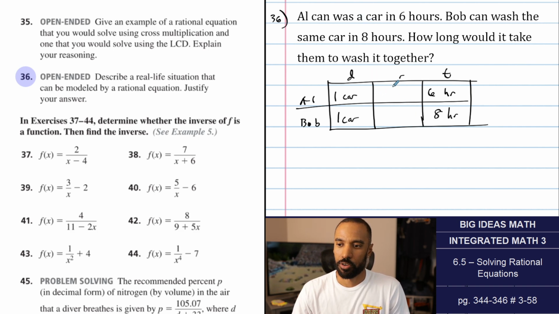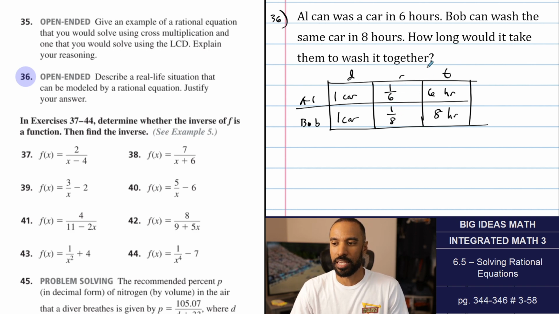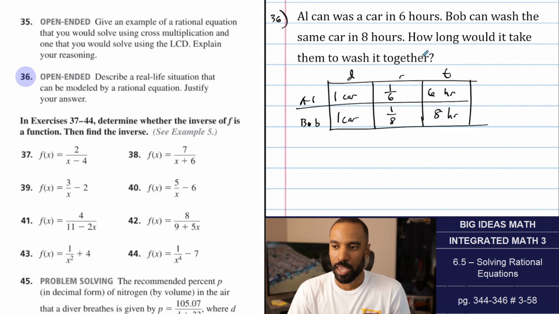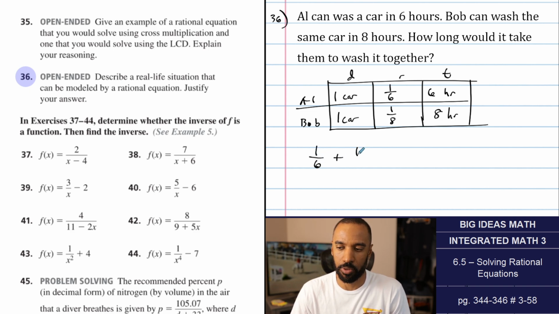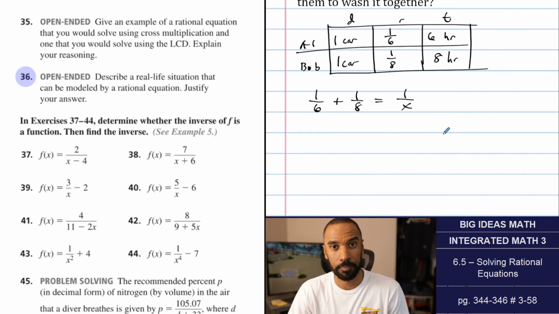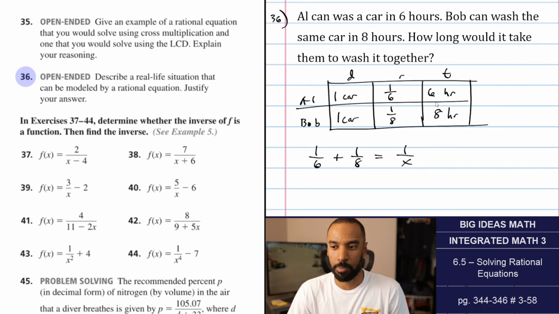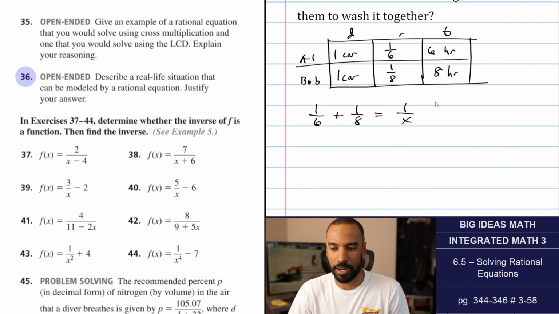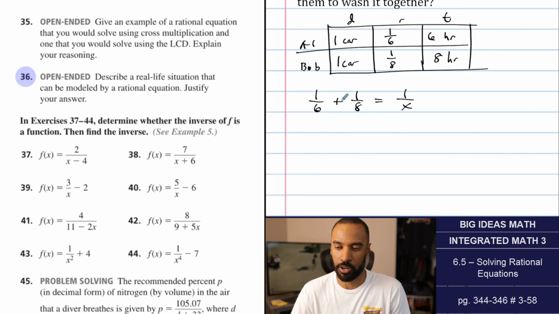Rate is distance over time. So we can do 1 over 6, one car over 6 hours, and this is one car over 8 hours. The idea behind this, however, is we need to find out what their rate is in a together stage. So when I add these rates, 1/6 plus 1/8, I should get a total of 1 over x, where we're trying to find out what value of x makes this thing work. And that would be a setup of rational equation. Not quite the same kind of rational equations you're used to, because common denominator can be had there.